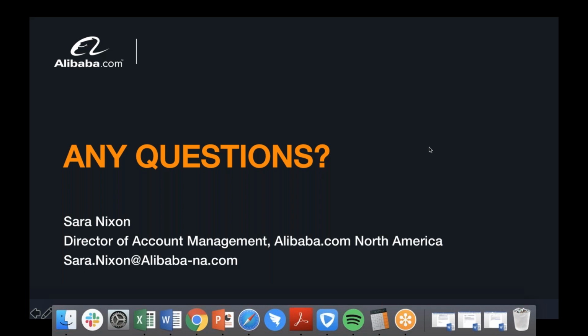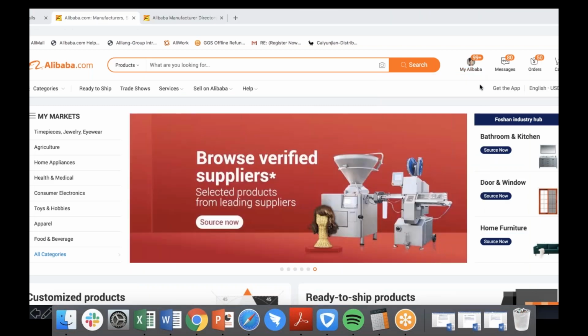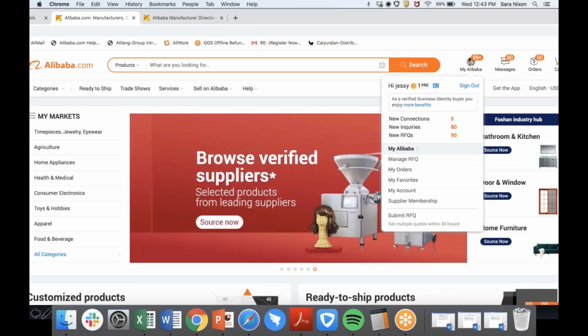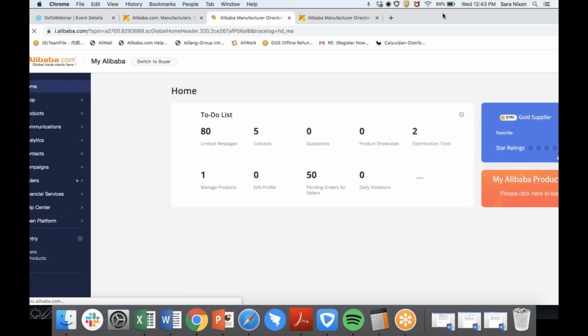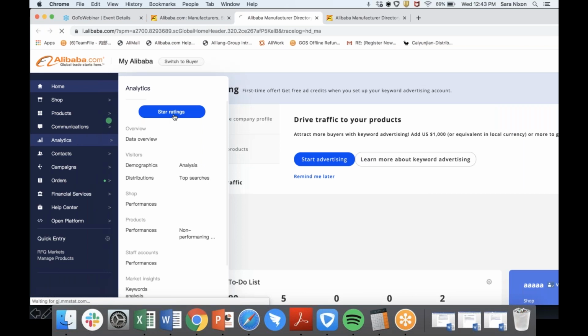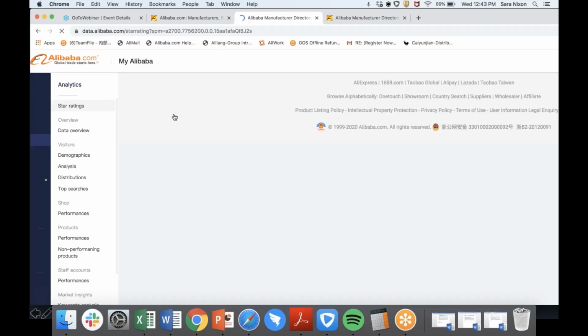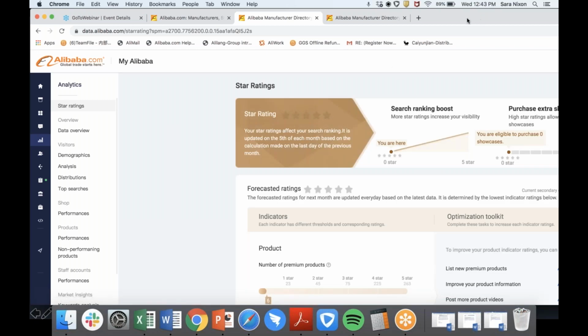So the next question I got was, how do we get to the ranking page? So basically, I can just quickly walk you through that again. When you go to your My Alibaba account and you hover over My Alibaba, click in, go to Analytics, Star Ratings. And right here, you can see what your score is.